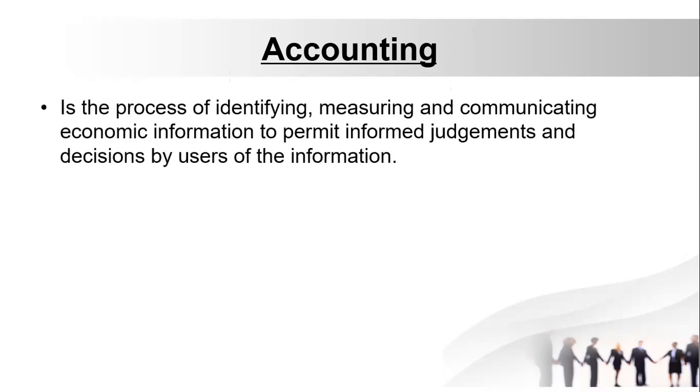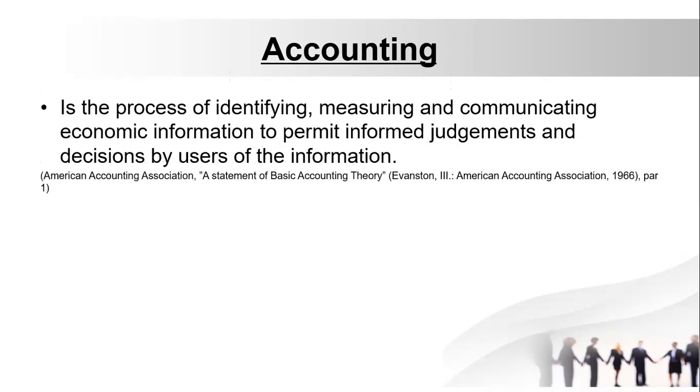So the first definition, according to the AAA or the American Accounting Association, sa book nila na A Statement of Basic Accounting Theory, the definition of accounting is the process of identifying, measuring, and communicating economic information to permit informed judgments and decisions by users of information. Okay, so dito pa lang sa definition na to, matataka na natin actually buong accounting cycle eh. The identifying, measuring, communicating economic information to permit informed judgments. Okay, so later on we'll discuss these processes, no, the identifying, measuring, and communicating. Okay, so dapat ngayon pa lang memorize nyo na to.